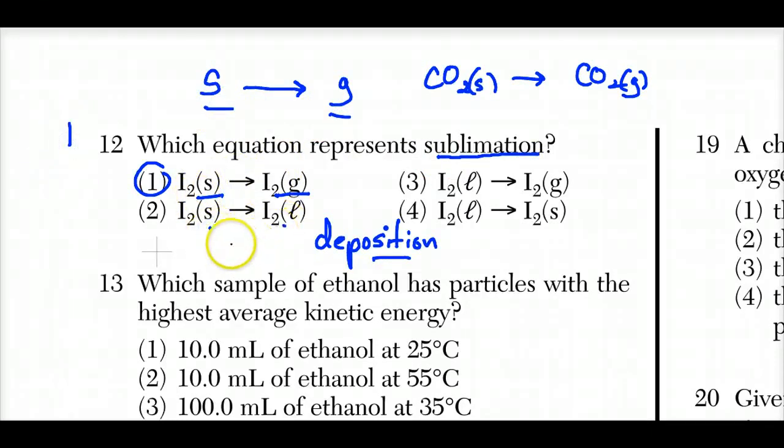Solid to liquid, of course, is melting. Liquid going to gas is evaporation. And a liquid going to solid is freezing. Deposition, just so we make sure we don't forget this, is a gas going directly to a solid. An example of that is snowing.